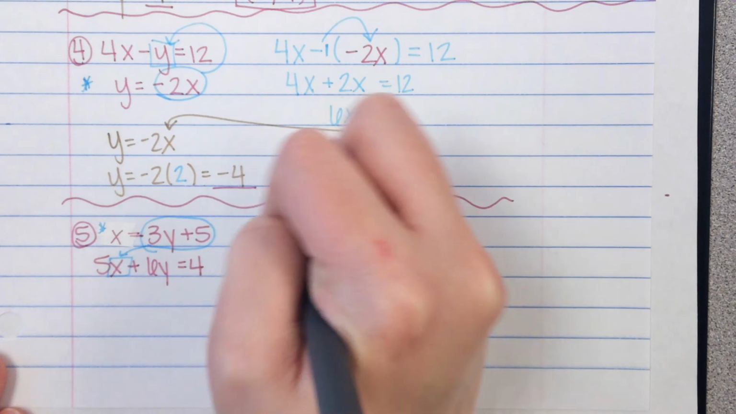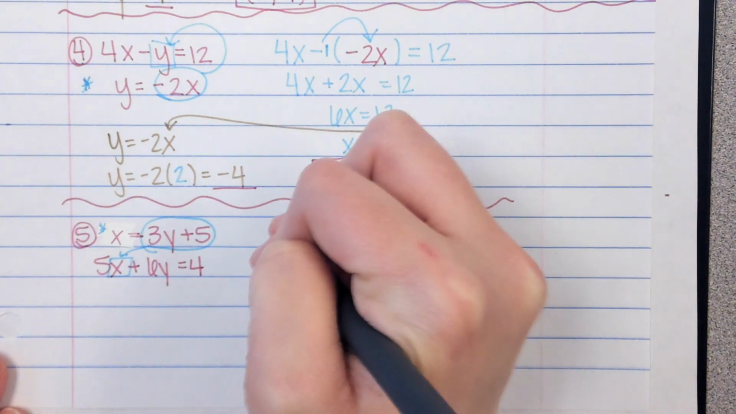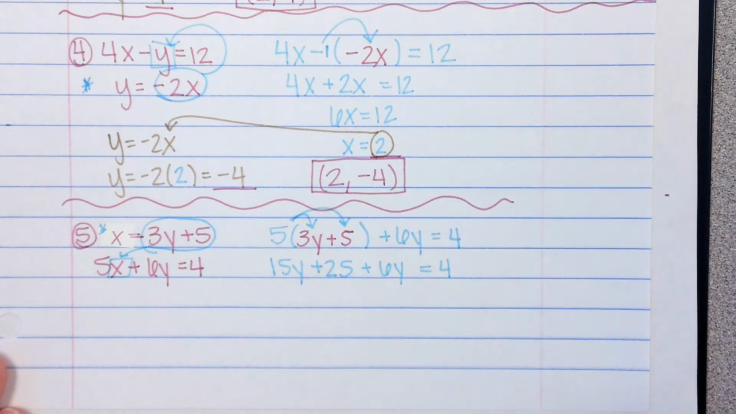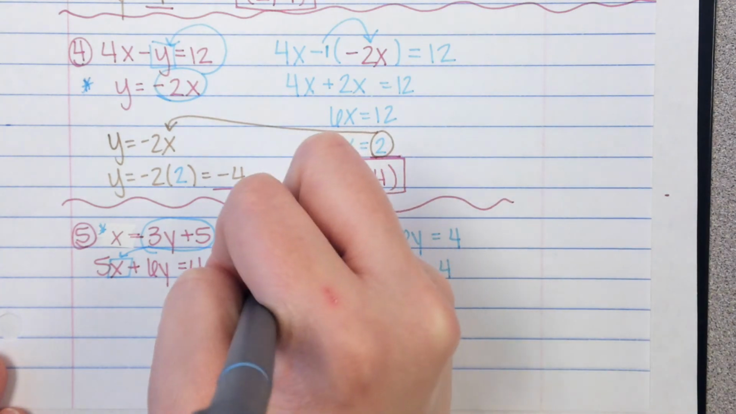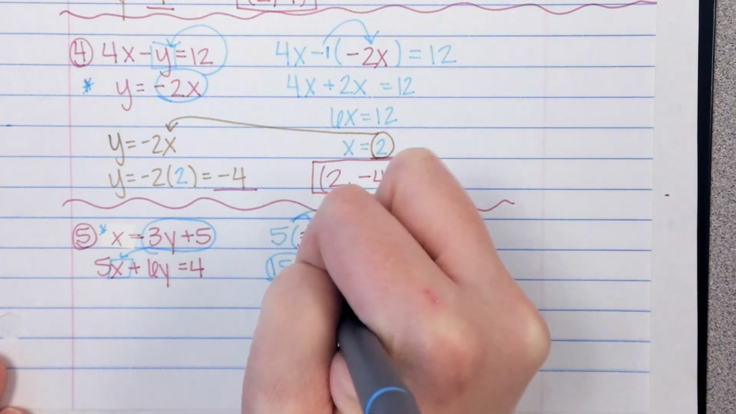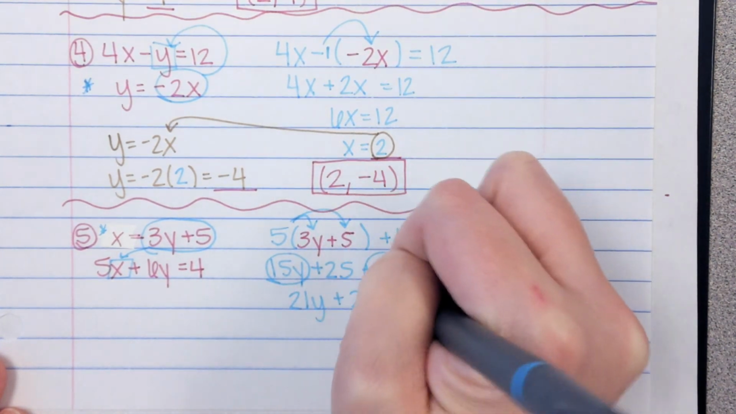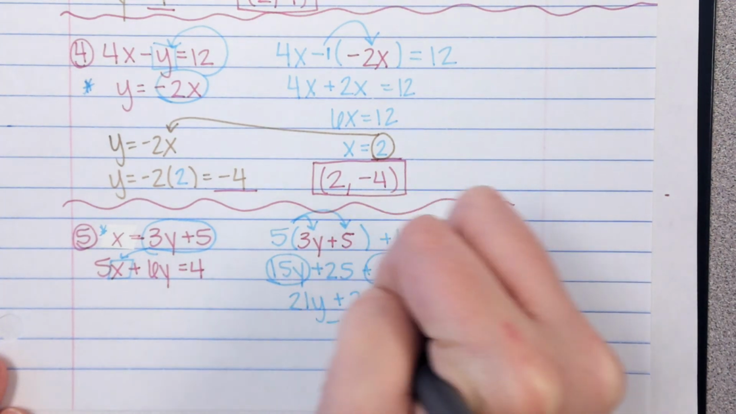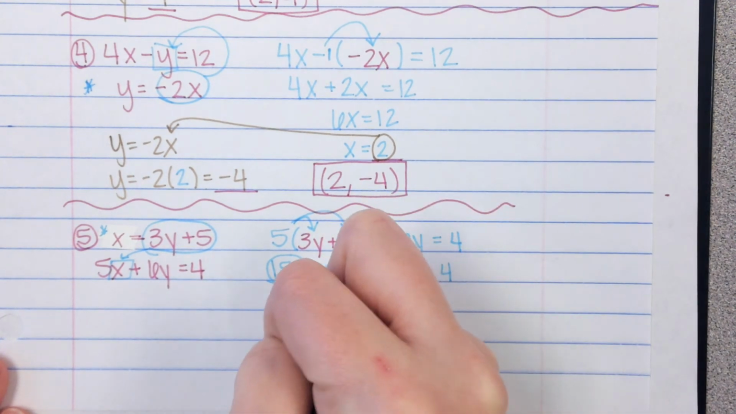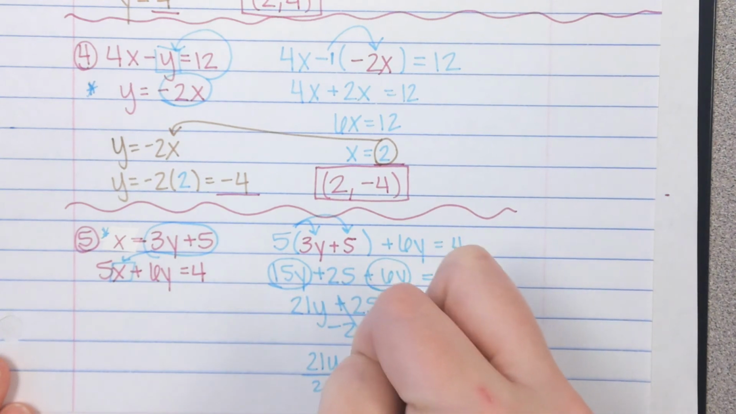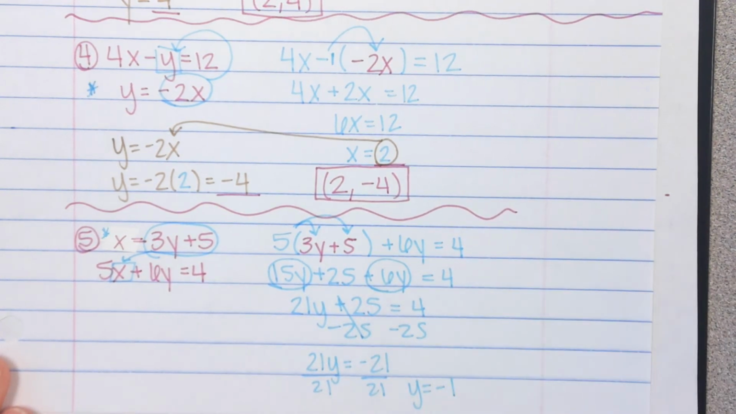All right, let's see what you got. 5 times 3y is 15y. 5 times 5 is 25. Plus 6y equals 4. Okay, we can combine like terms. So 15y and 6y makes 21y. Plus 25 equals 4. It's a two-step. I can subtract 25. And I get 21y equals negative 21. So divide by 21, and I get y equals negative 1.